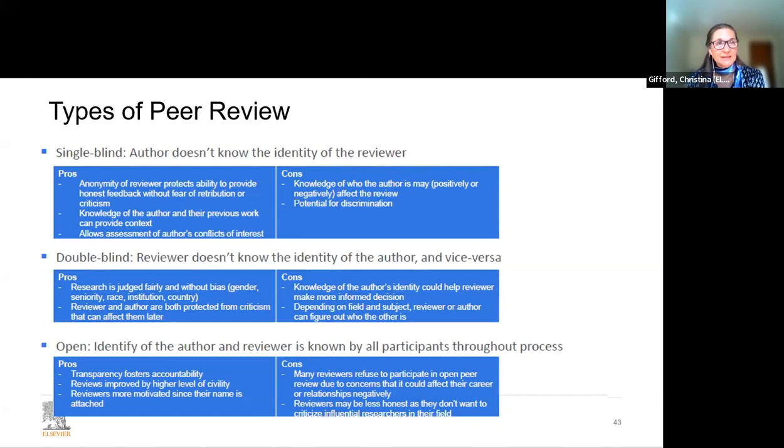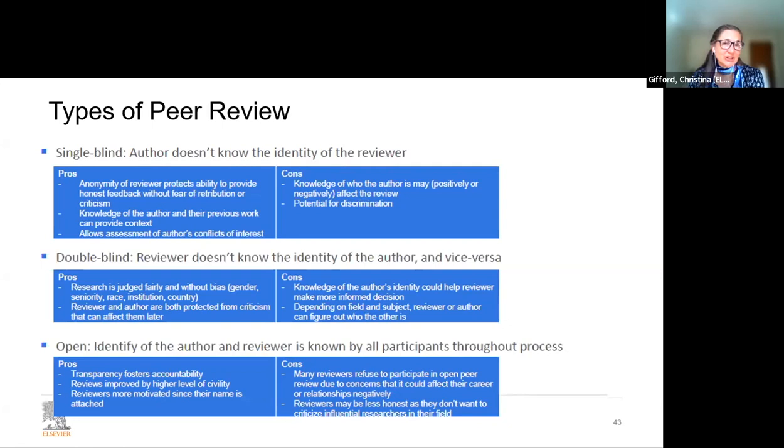Open review is when the identity of the author and reviewer is known by all participants throughout the process. The advantage is that it allows for transparency, it fosters accountability, and the reviews are improved by a higher level of civility. If you're speaking directly to somebody and they know that you're speaking directly to them, the reviewers are motivated since their name is attached.